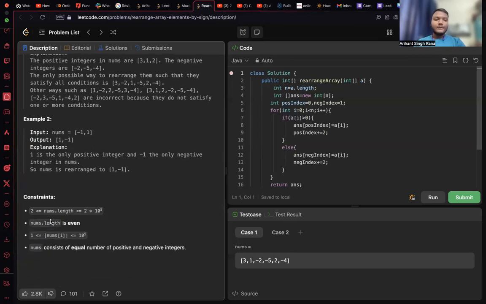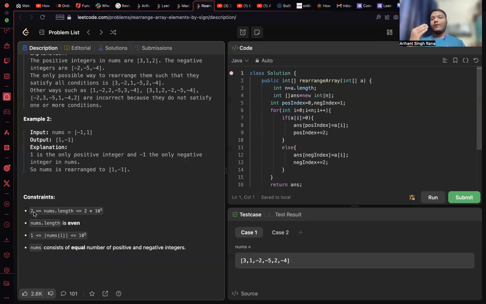Now coming to the constraints of the whole question, the length of the array would always be greater than or equal to 2 and less than or equal to 2 times 10 raised to 5. Why is it only greater than or equal to 2, not 1? Because if there is only one element, the array can hold only a single element, and the condition on the quantity of positive and negative numbers is not satisfied.